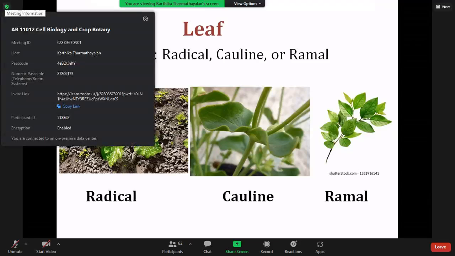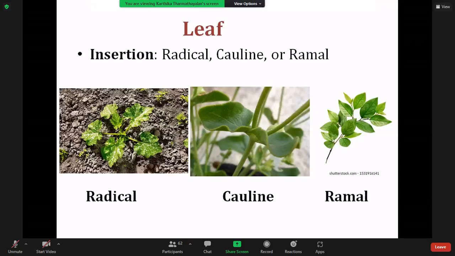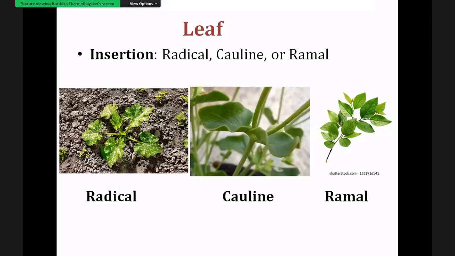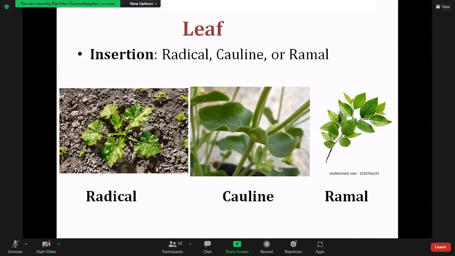Next slide we will study the petiolate and the sessile leaves. Now you only remember that the cauline leaves are directly attached to the stem. They have no petioles. They are attached to the above ground stem.